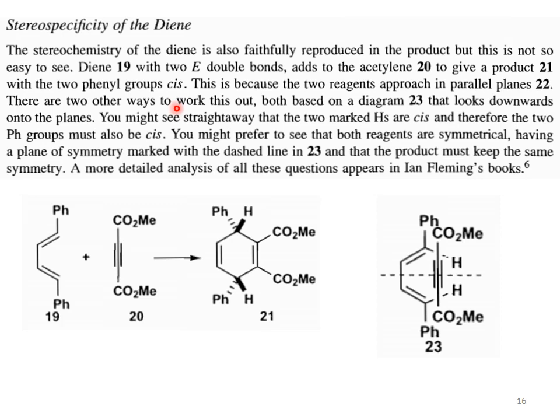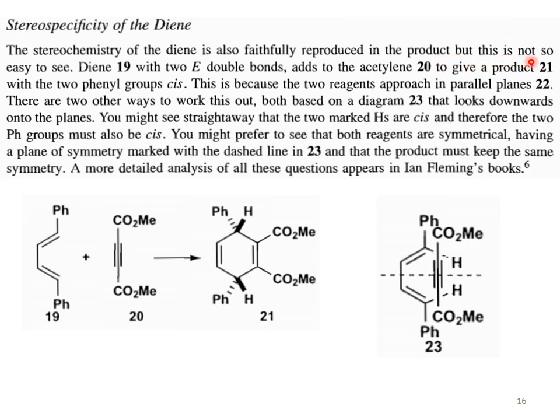Diene 19, this is diene 19. See this one, the 2-phenyl group with 2 E double bonds, the 2 double bonds. Diene 19 with 2 E double bonds adds to the acetylene. This is a dienophile. No stereochemistry is involved in the dienophile because here is a triple bond. There is no hydrogen. When the diene is added to the acetylene 20, then it gives us a product 21.